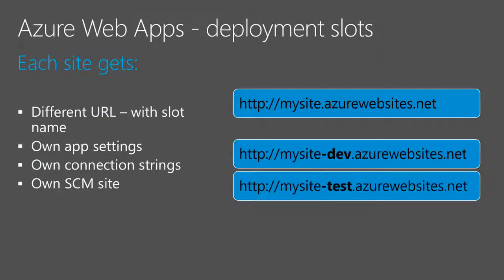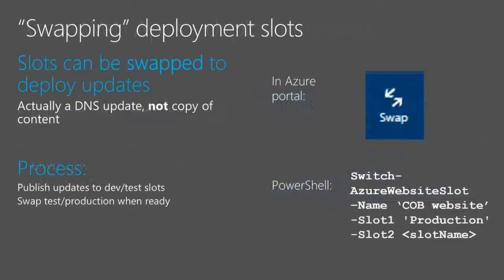So when you do this, you'll give a slot a name. You may be calling it dev or test. It's going to append something to the URL with that name. So it'll be -dev, -test. And everything gets its own URL in Azure, but it also gets its own settings and an SCM site, if you're familiar with Azure web apps and how they work. And basically, you get a different slot for your web application for each one that you create.